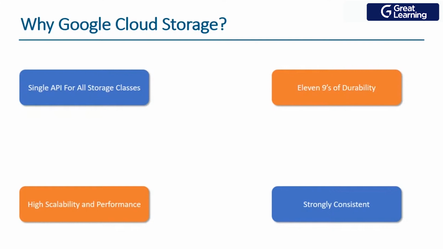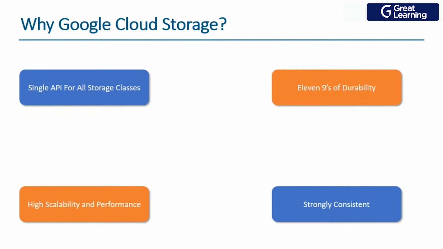Single API for all storage classes. When you talk about an interface, an application programming interface or protocol interfaces, these are something that lets you communicate with your data and your applications. So with a single API, you can communicate with different storage classes.